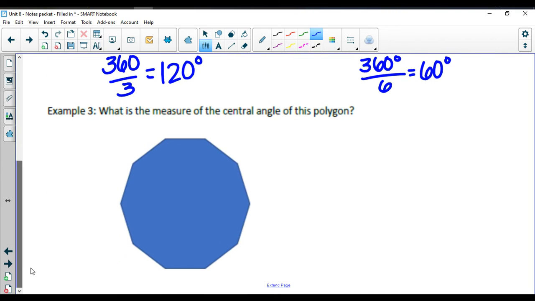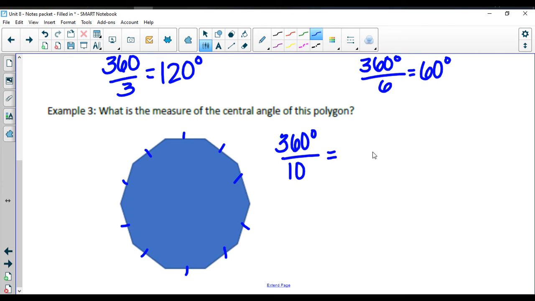Take a second. How many sides do you see on this polygon? Well, 1, 2, 3, 4, 5, 6, 7, 8, 9, 10 sides would be correct. So you're going to take 360 degrees divided by 10. What's the measure of each central angle on this polygon? 360 divided by 10 is going to give you 36 degrees. So each central angle is worth 36 degrees on this decagon.